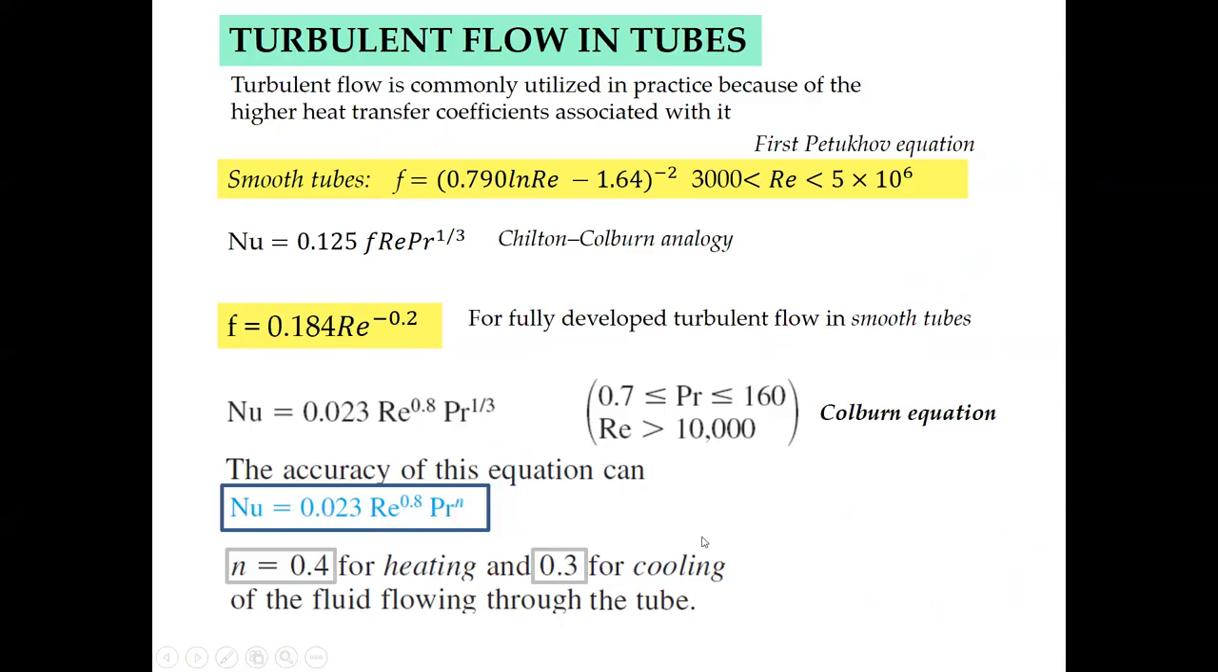Let's say your inlet temperature is 25 and exit temperature is 40. Basically, there is a heating process, so your n is going to be 0.4. If it is a cooling process, let's say your inlet is 450 and your exit is 25, you use n equal to 0.3. So this is only for flow in tubes, not in ducts. For flow in tubes with Reynolds number larger than 10,000, you use this equation.